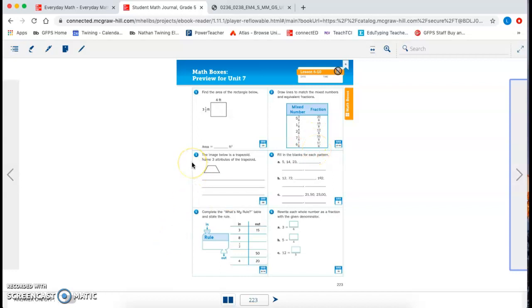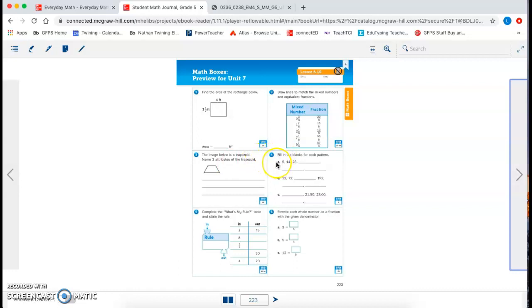This third one, it says the image below is a trapezoid. Name 3 attributes of the trapezoid. An attribute is just something to describe it or that it has. Okay? One attribute that I'll give you is that it has 1, 2, 3, 4 corners. Okay, that's one attribute. You'll have to come up with 2 yourself.